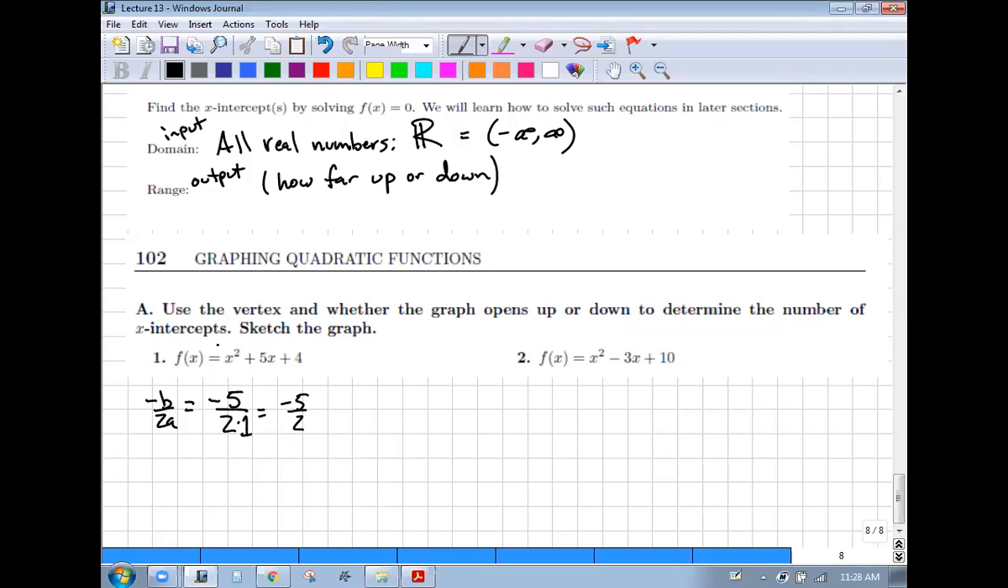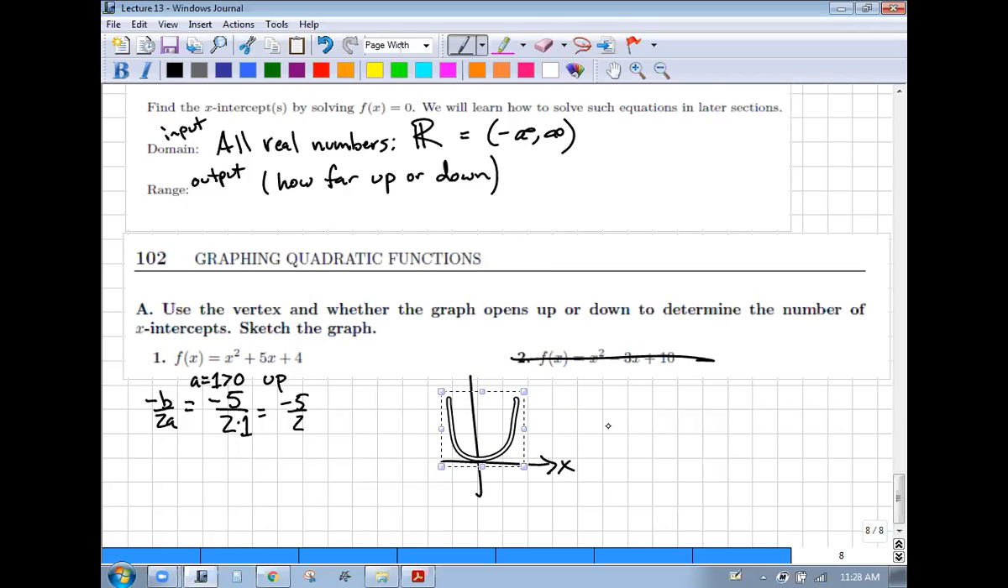Okay. Since A is 1, and that's positive, this thing opens upwards. Okay, so it's going to look like that. And we need to determine the number of x-intercepts. So what we're looking for here is where the vertex is. You see, does this thing look like this, where we're above the x-axis, or is it touching the x-axis, or is it below the x-axis? Because then we would get 2 of these. So if we know where the vertex is, then we know how many x-intercepts we have.